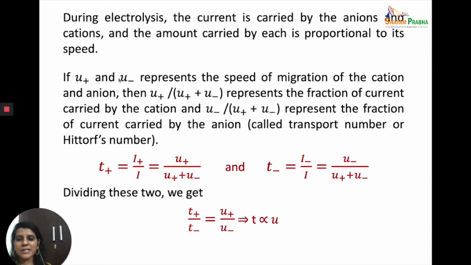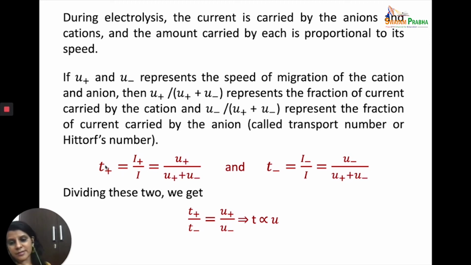Now if U plus and U minus represent the speed of migration of the cation and the anion, U plus that of cation, U minus that of anion, then U plus upon U plus plus U minus represents the fraction of the current carried by the cation, and U minus upon U plus plus U minus represents the fraction of the current carried by the anion, which is what is transport number. This is also called Hittorf's number. I am repeating, fraction of the current carried by the cation is transport number of the cation. Fraction of the current carried by the anion is called the transport number of the anion.